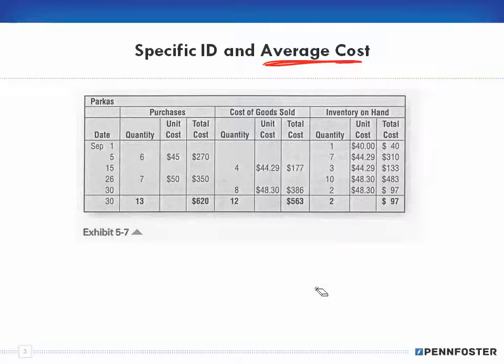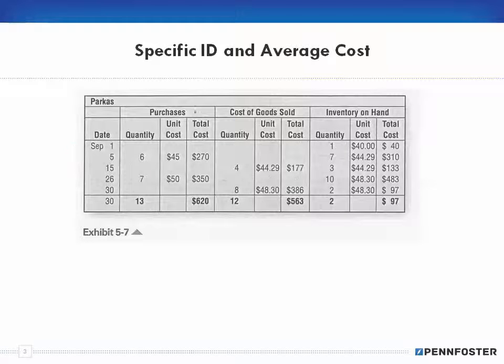I mean, absolute would be, I knew which one was 250 and which ones were 265. But from an efficiency standpoint, there's just going to be too many errors. Nobody's really going to pay attention. So it makes absolutely no sense to try to do specific ID on something like that. And that's why we would use average cost. So now we're going to look at Exhibit 5-7 here. And I'm going to kind of try to explain this.